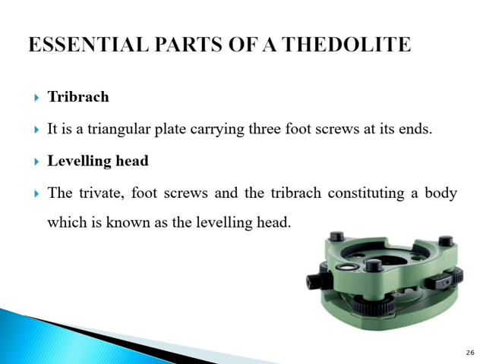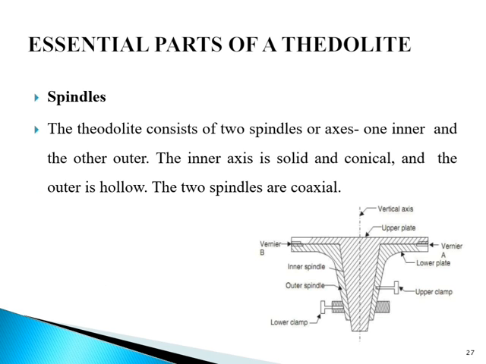Next is the tripod. It is a triangular plate carrying 3 foot screws at its ends. And next is the leveling head. The trivet, foot screws and tripod constitute a body which is known as the leveling head. You can see its image here.